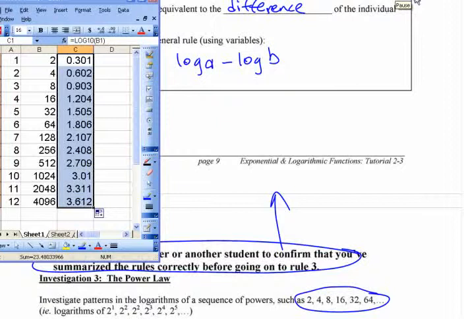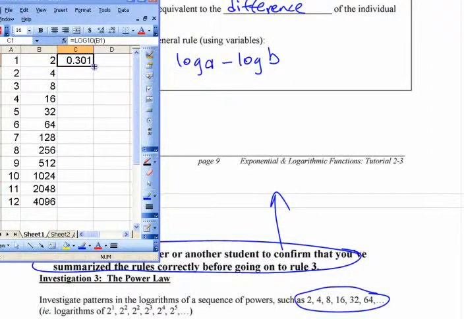What's the pattern you notice there? When you do log of 2 to the power of 1, you get this number. When you do log of 2 to the power of 2, you get twice that number. When you do log of 2 to the power of 3, you get 3 times that number. I know you're probably thinking it goes up by this much every time. Every time you multiply by 2, you add that onto the logarithm, right?